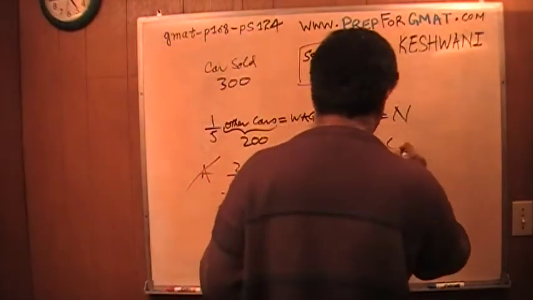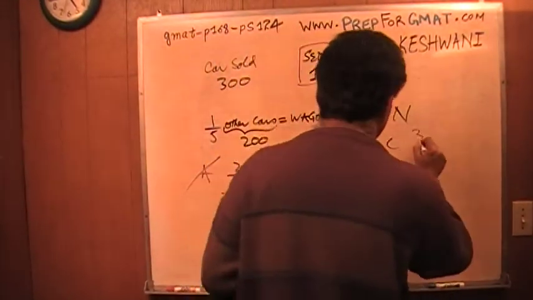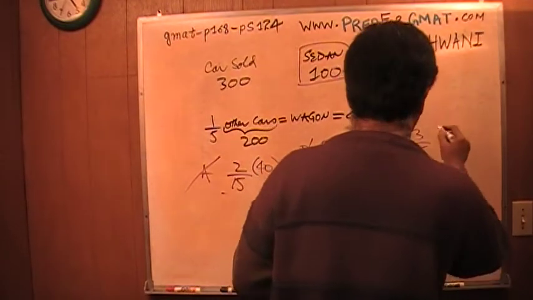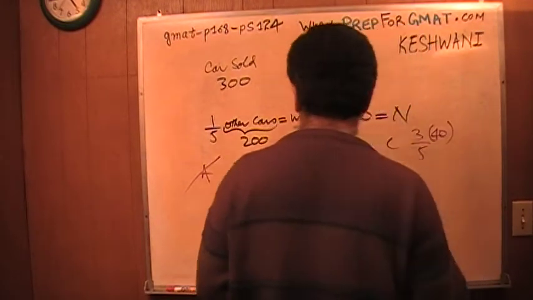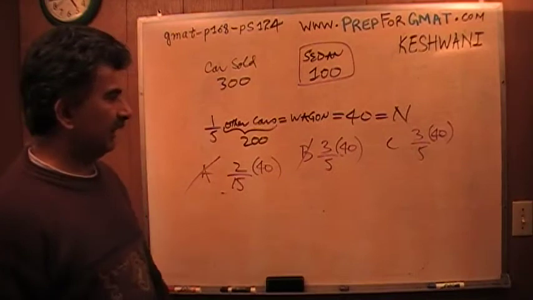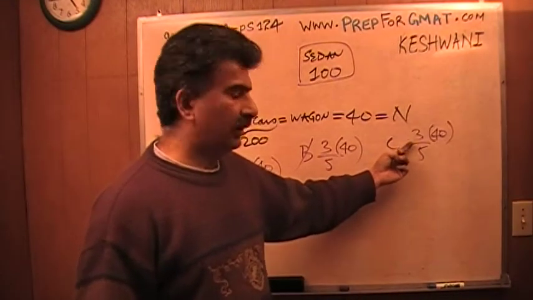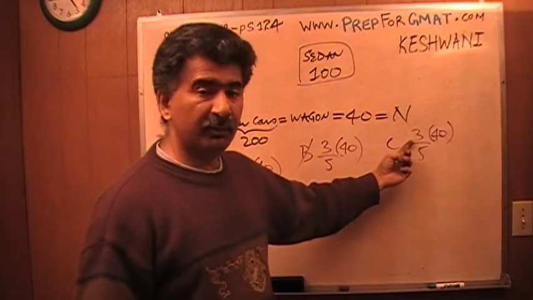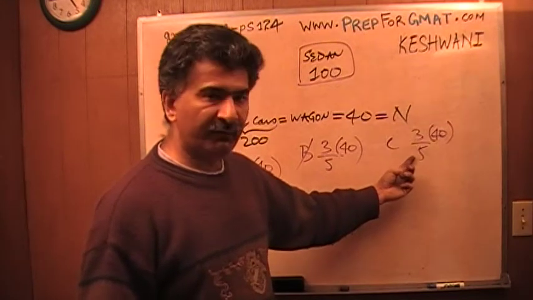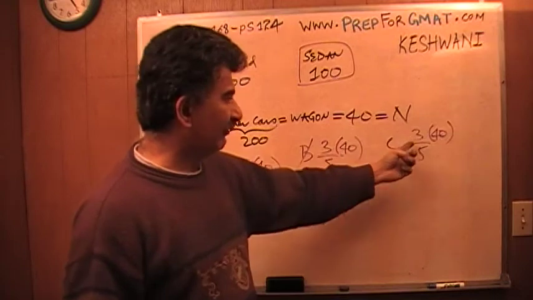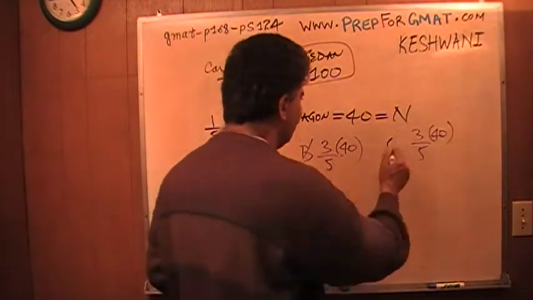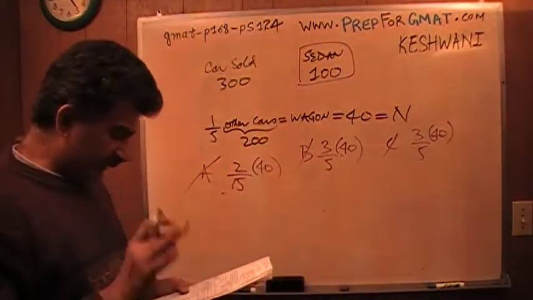Let's go on. C says 3/5 times 40. As you can see, that does not work. C does not work because in order for C to be the right answer, again the numerator would have to be 500, because 500 over 5 is going to equal 100. That's not 500. 3 times 40 is not 500. What 3 times 40 is, I'm not interested in that.